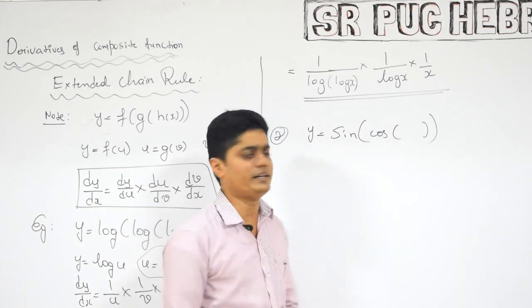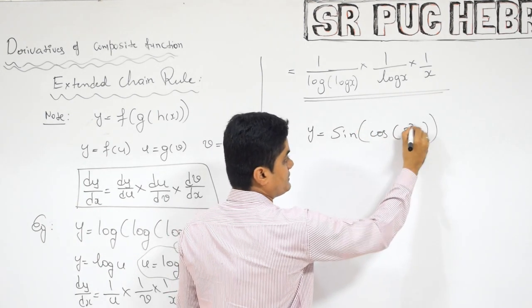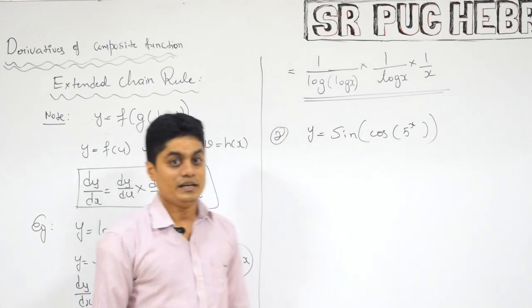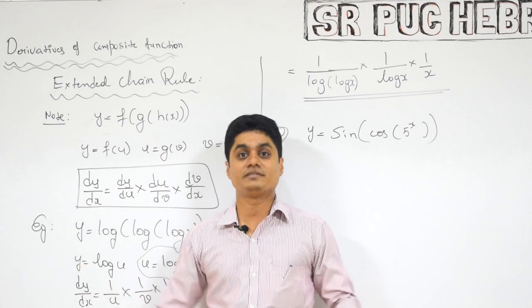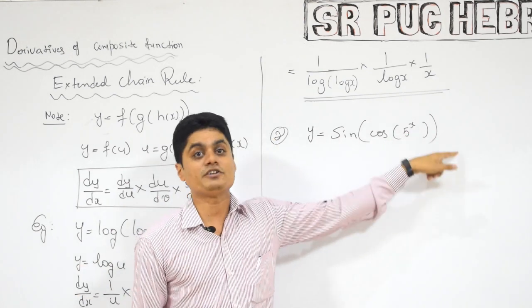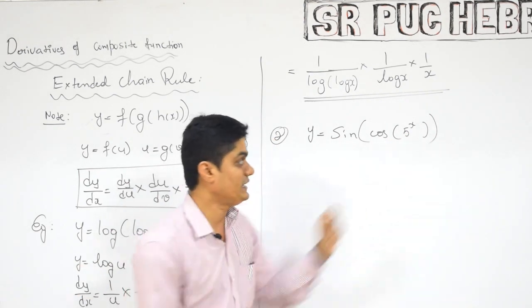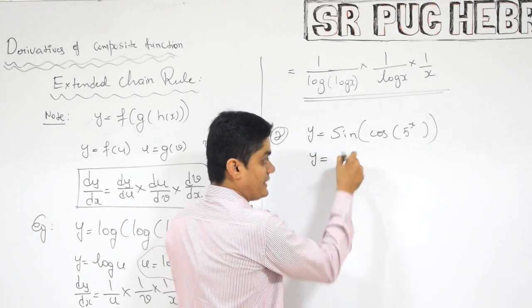Anything you can take, let it be 5 power x. What is the difference between this problem and this? Here a single function is combined 3 times. Here 3 different functions are combined. I hope you can see that. If you can't see, then write it down.